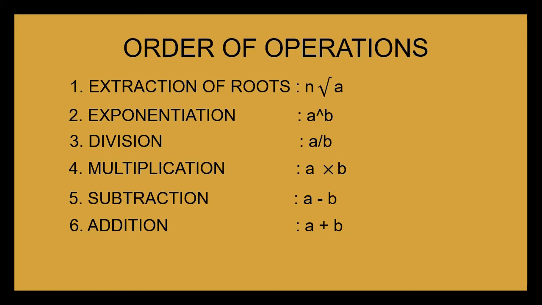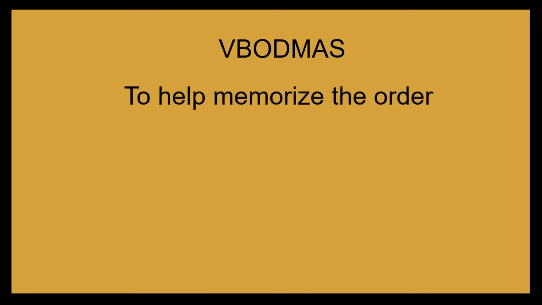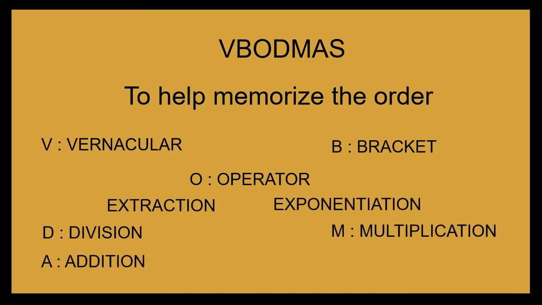Now in case you want to give priority to an operation of lower order, you have 3 brackets and a vernacular bar, and vernacular bar having the highest priority. Now to summarize the order to be followed while solving an arithmetic expression. The most commonly used abbreviation used by textbooks to help students memorize is V BODMAS. V for vernacular, B for brackets, O for operators, D division, M multiplication, A addition, S subtraction.